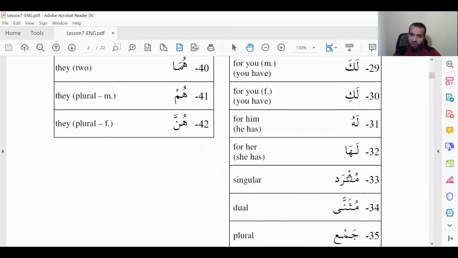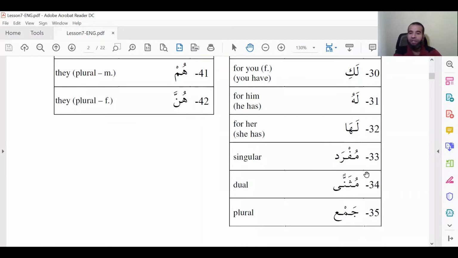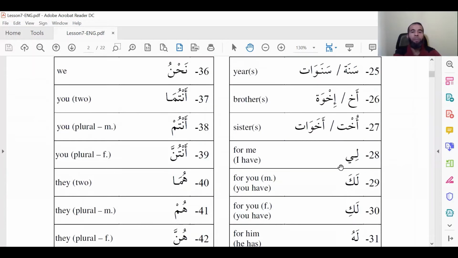مفرد singular, مثنى and جمع. These are grammatical terms which we will study in this lesson inshallah. Before that we studied مذكر and مؤنث, grammatical terms as well. مذكر masculine and مؤنث feminine. And after that, the pronouns, inshallah.